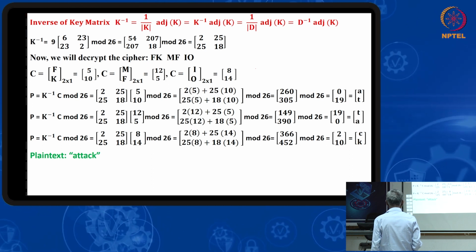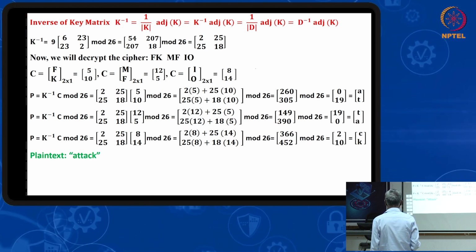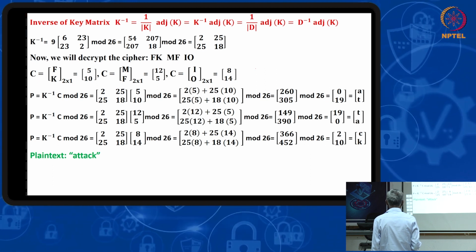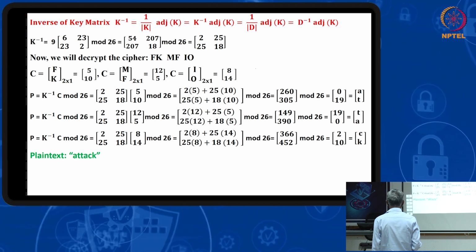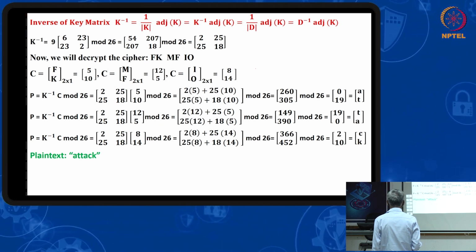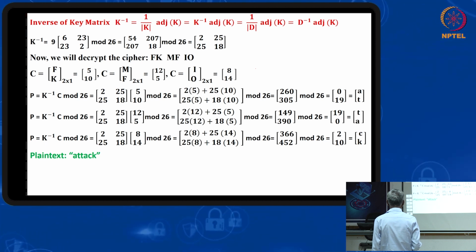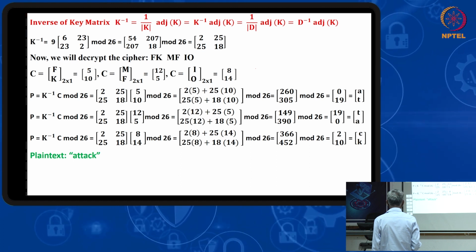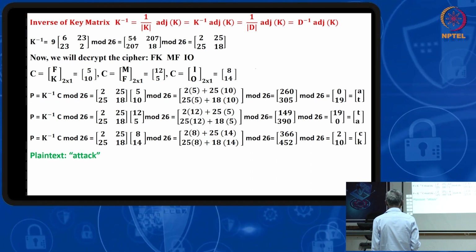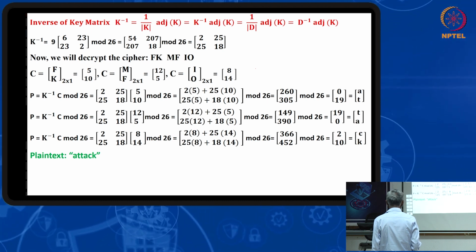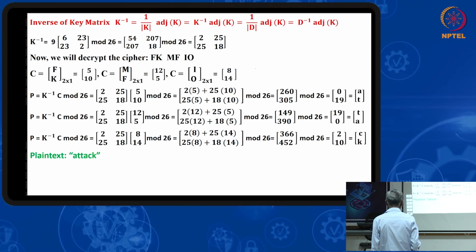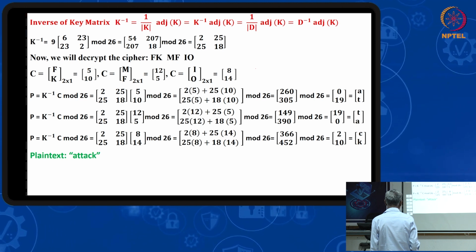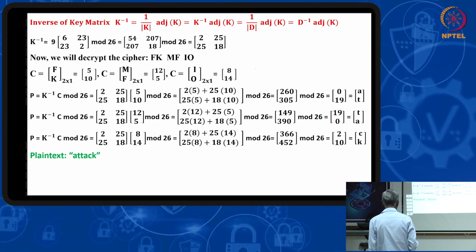Now, if you want to decrypt, this is the first ciphertext, second ciphertext, third ciphertext. You will be writing in this format. Plain text equals K inverse C mod 26. K inverse is 2, 25, 25, 18. The first plain text is 5, 10. I'm writing this, and you multiply them. If you multiply, you get 260, 305, which is 0, 19, 80. After decrypting, it is TA, CA, attack. The plain text is attack.